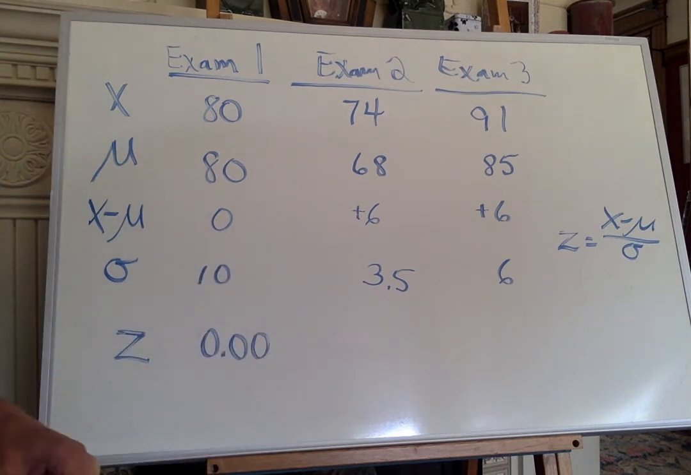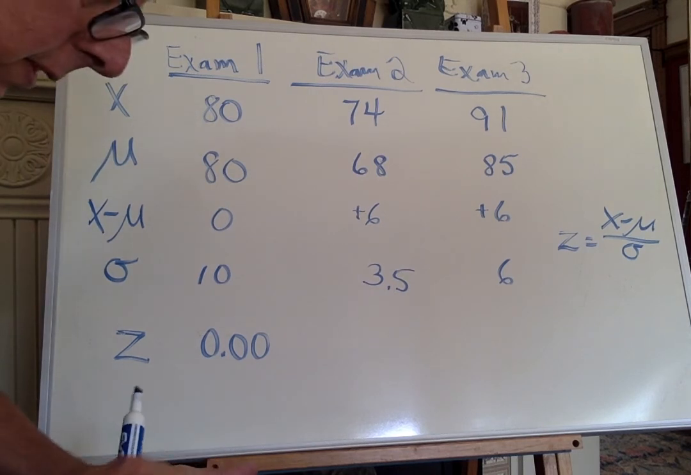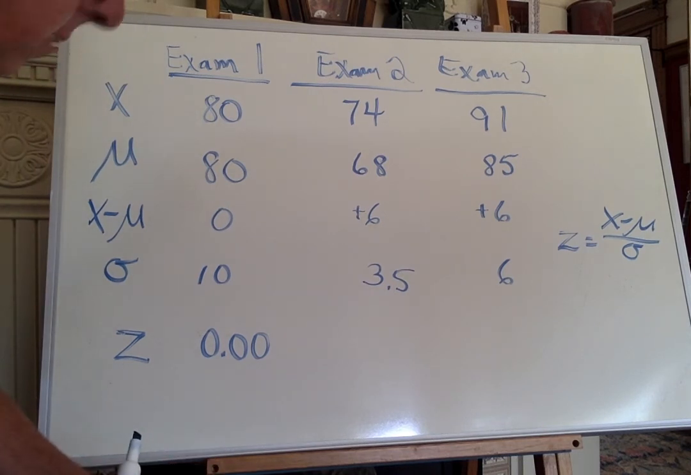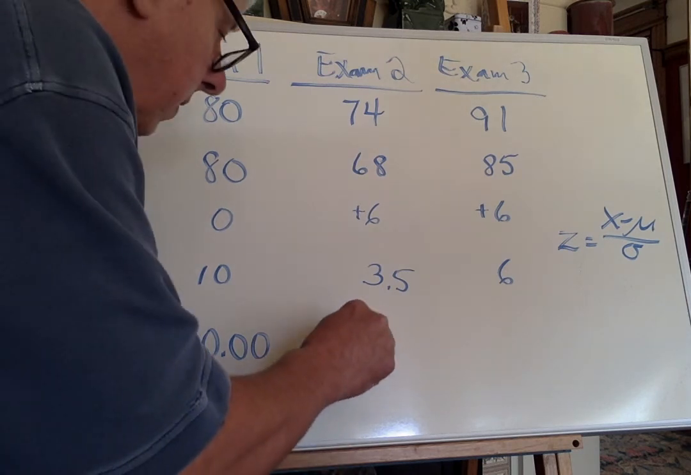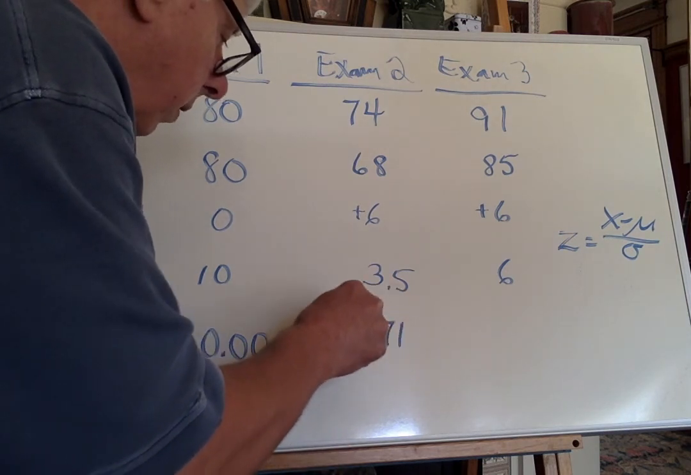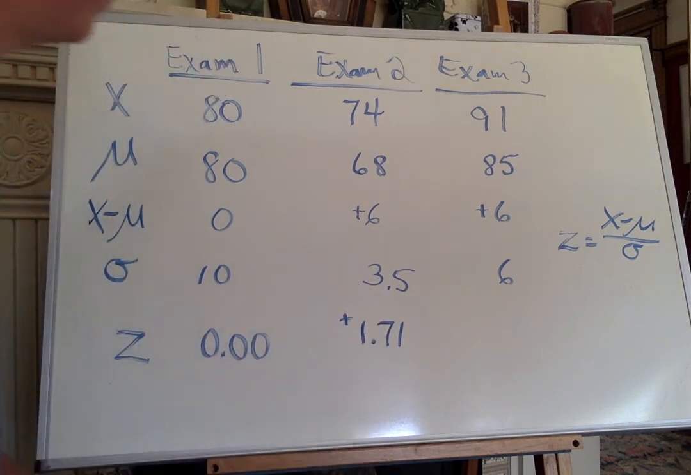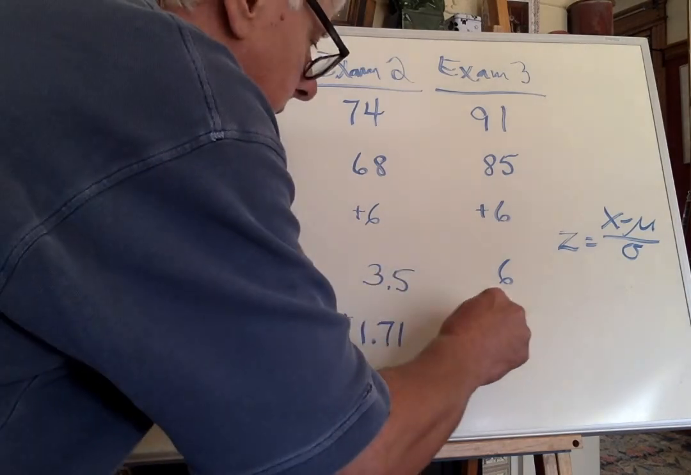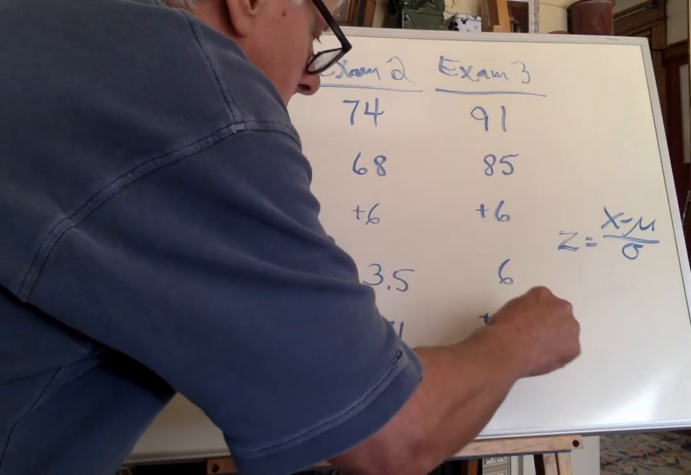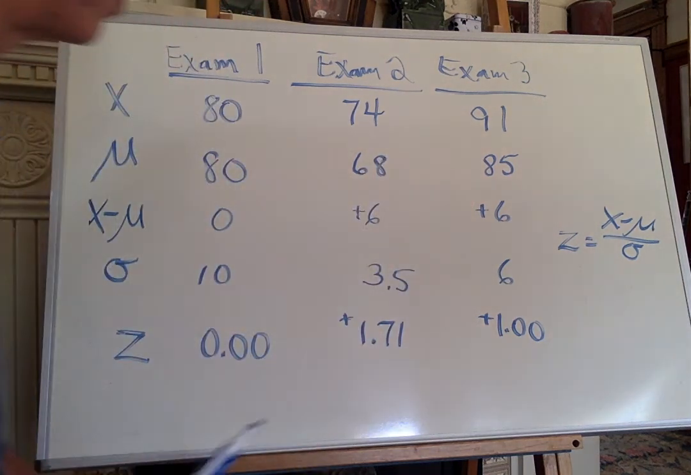What's my z-score here? Let's do this. I'm 6 points above the mean, and divide that by 3.5. My z-score here is 1.71. I'm going to put a plus there. I'm above the mean, right? My z-score here, right, I'm 1 standard deviation away from the mean.